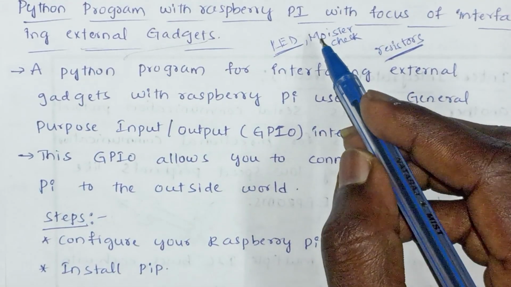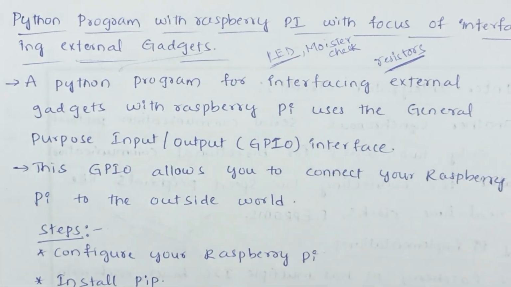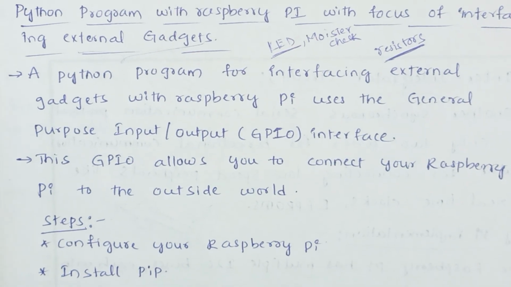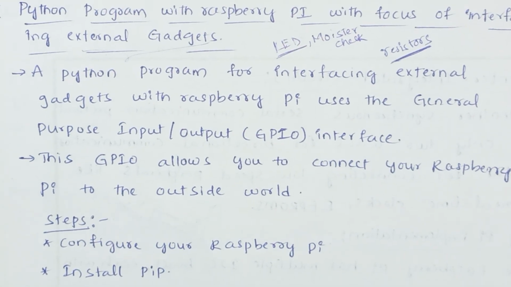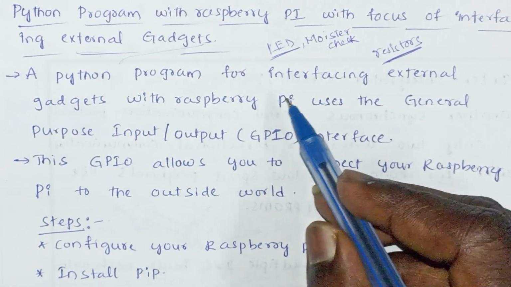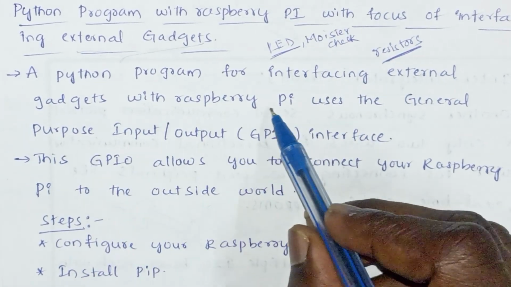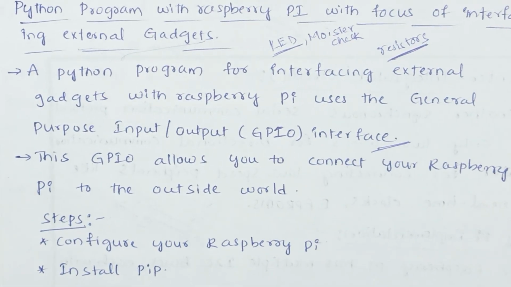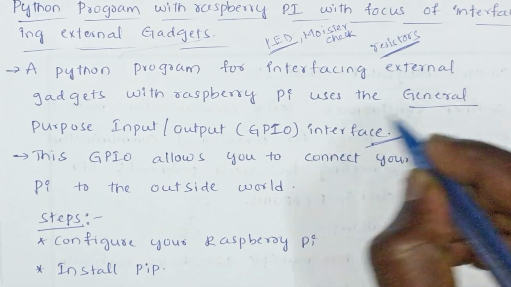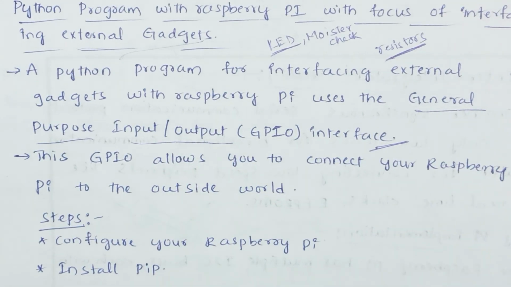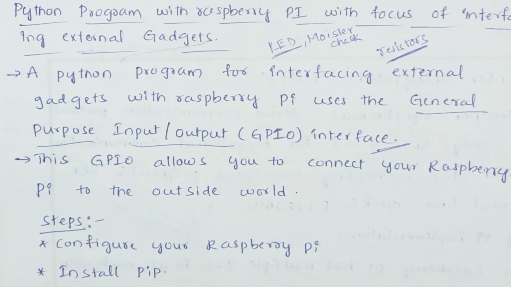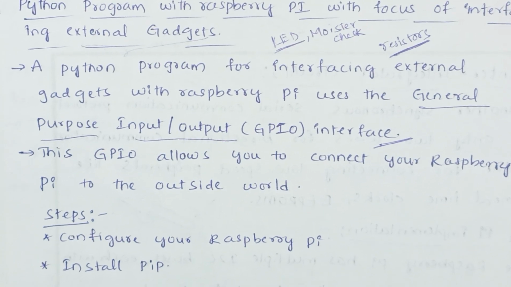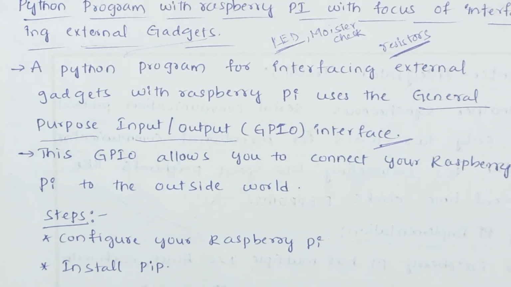But in the form of programming, we are using Python programming in order to communicate with the Raspberry Pi in IoT devices. A Python program for interfacing external gadgets with Raspberry Pi uses the general purpose input output interfaces. GPIO is nothing but general purpose input output. So for input and for output we are using Python programming. This GPIO allows you to connect your Raspberry Pi to the outside world.